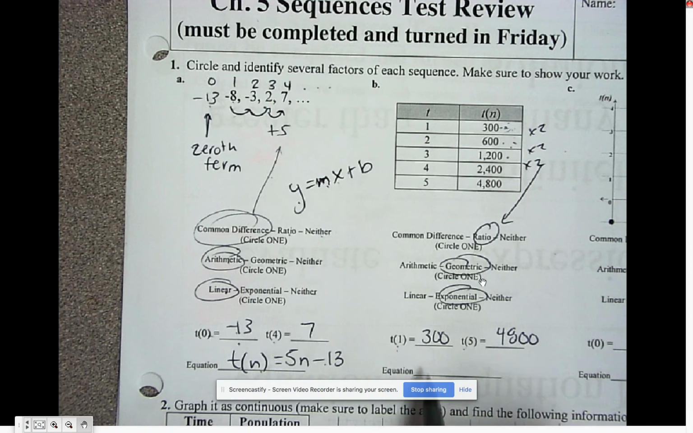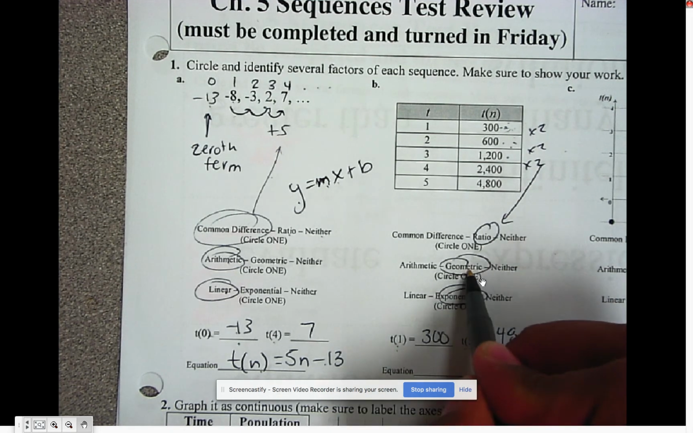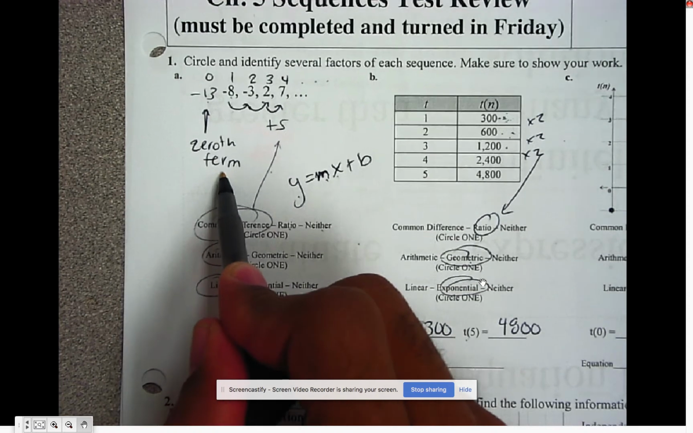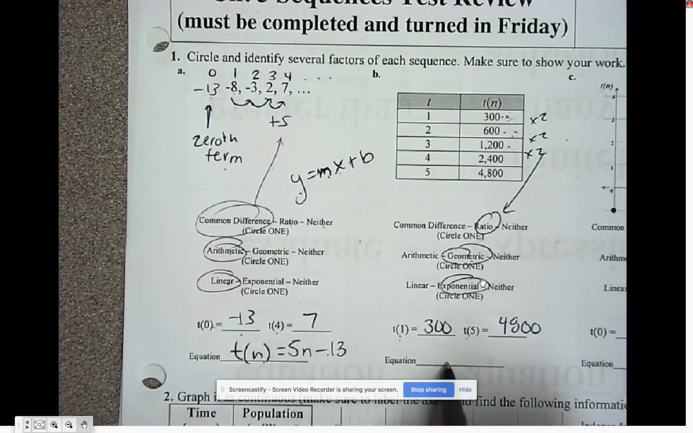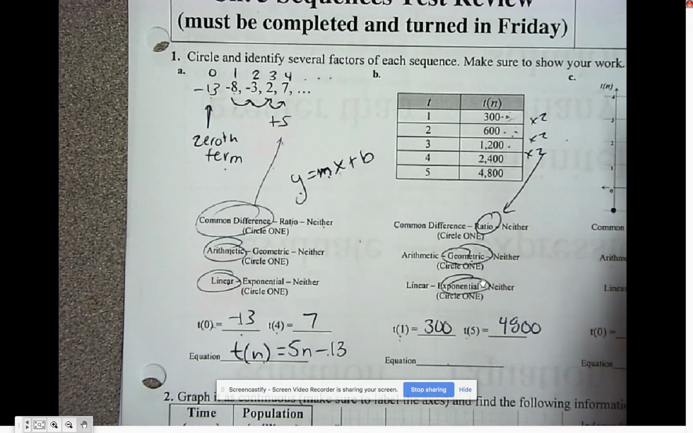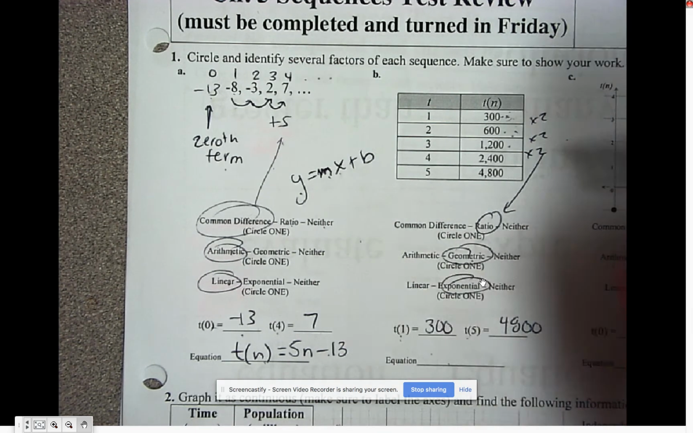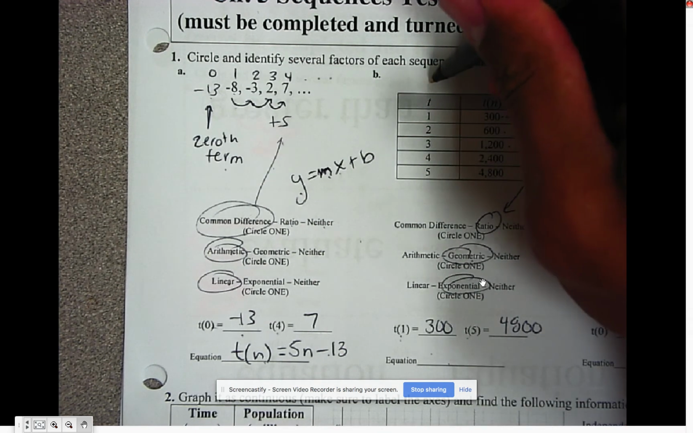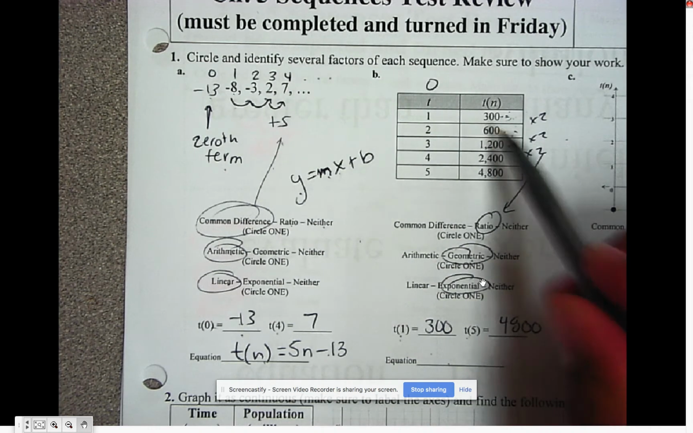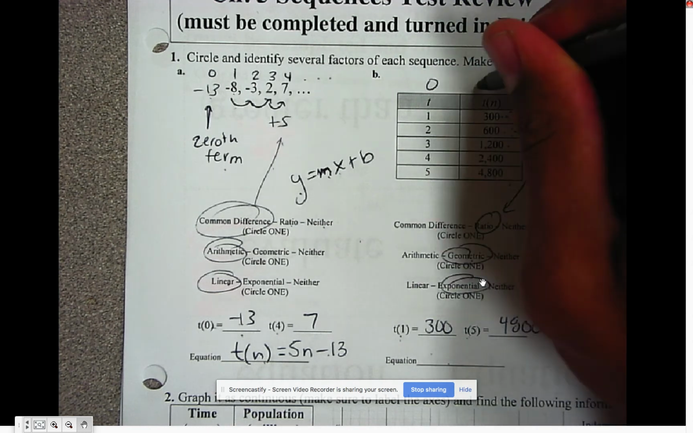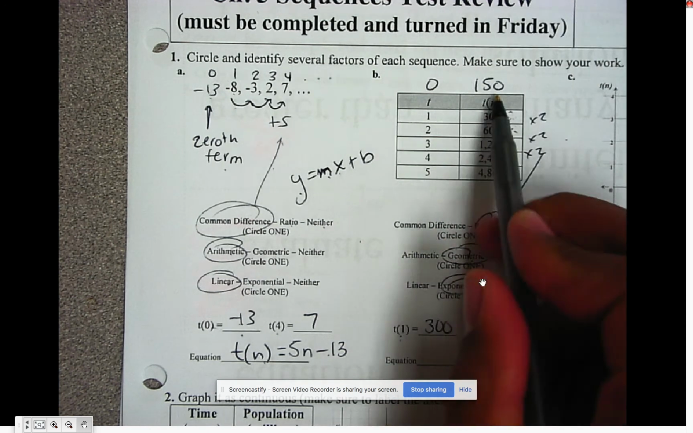Now it works a little bit differently when you're dealing with a geometric sequence. I apologize. We're actually going to start with the 0th term, so we do need to find the 0th term. If we're multiplying by 2, then we're going to divide by 2. So that's your 0th term.